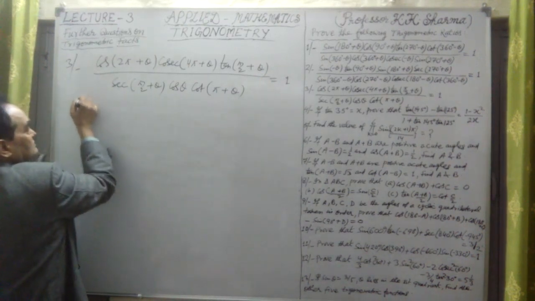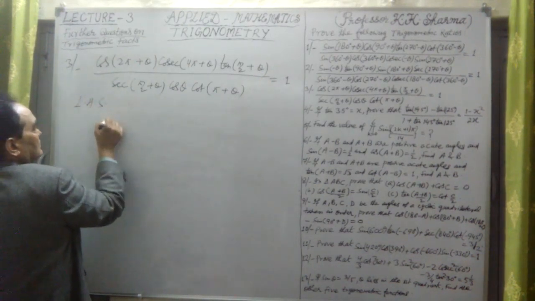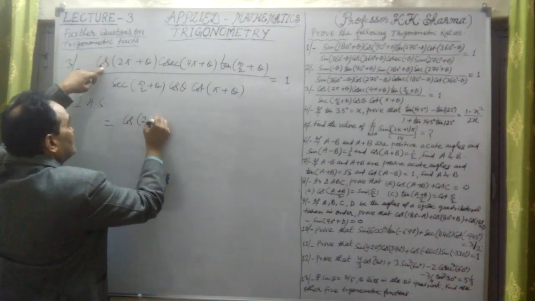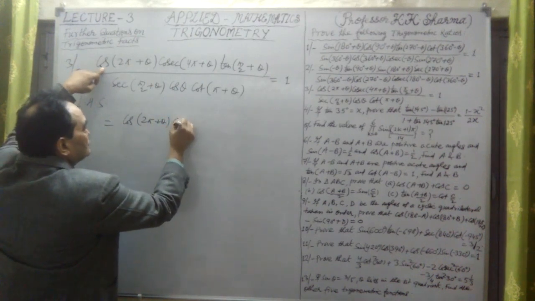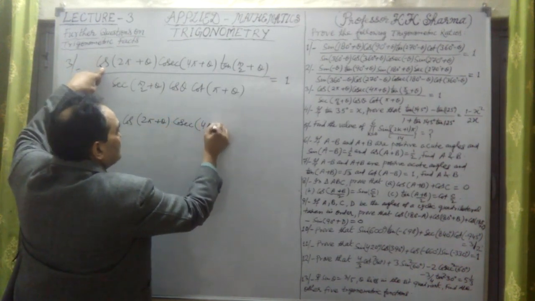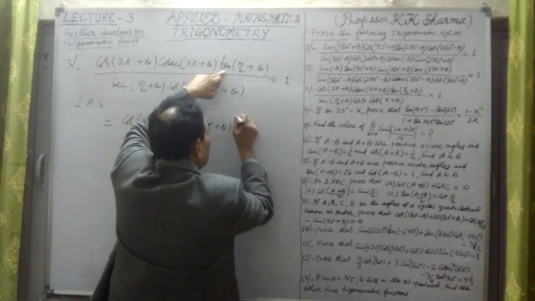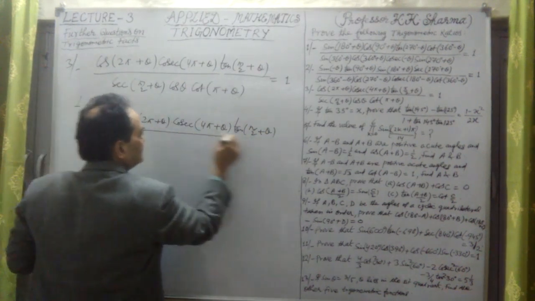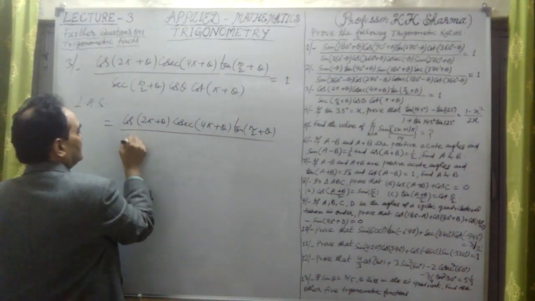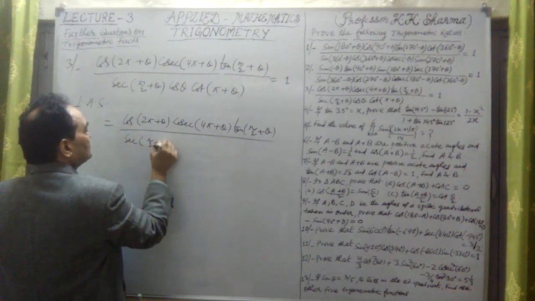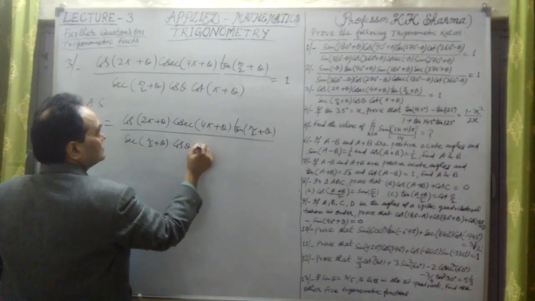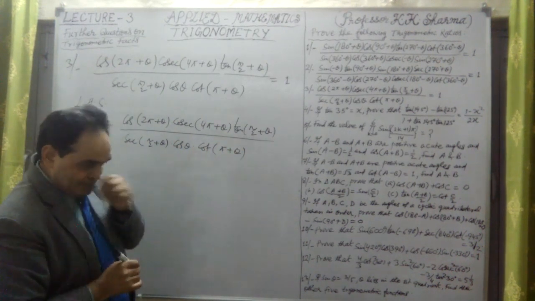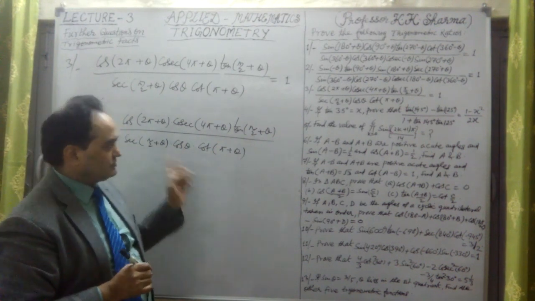Again, let us take the left hand side. Left hand side is equal to cos of 2 pi plus theta into cosec of 4 pi plus theta into tan of pi by 2 plus theta, divided by sec of pi by 2 plus theta into cos theta into cot of pi plus theta. Now let me solve them.